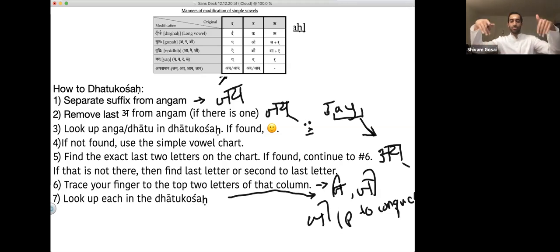Now, I hope this is more systematic. Does this make more sense than it did last time? Yeah, okay. We remove the akara, then we find where it is, the last 2 letters, and then we trace to the top. And then we look it up. Okay, let's do another example, and you can help me out a little bit more this time.